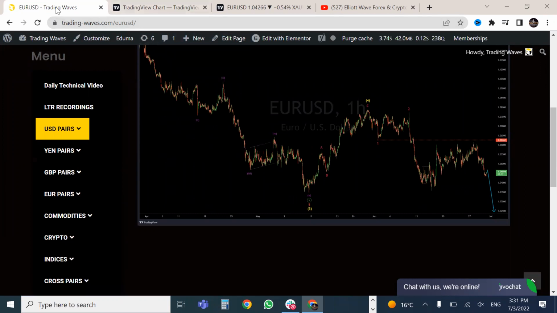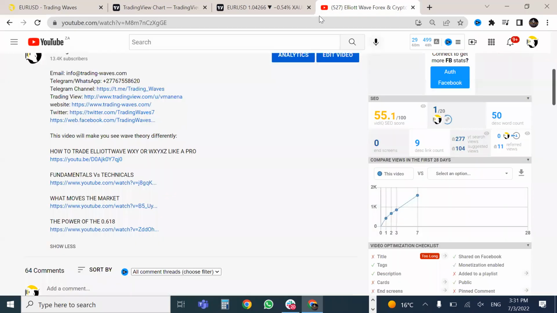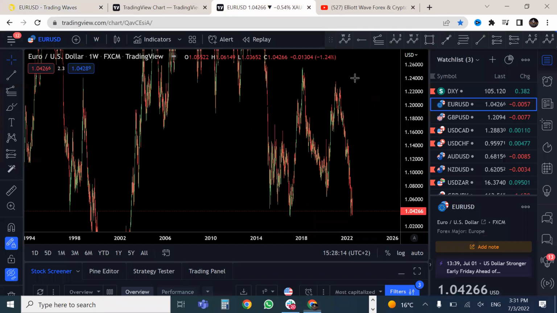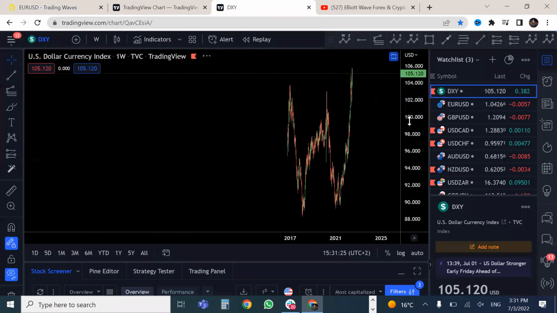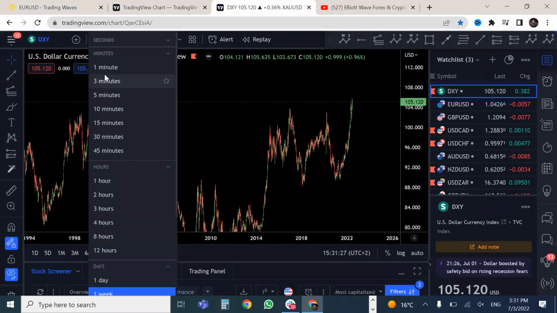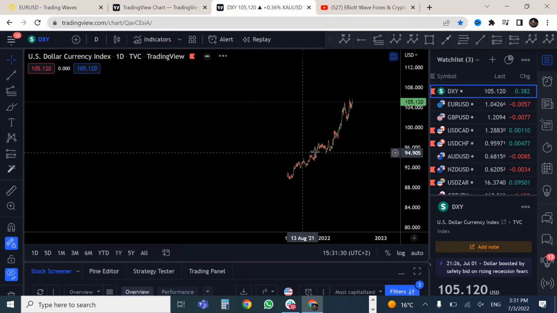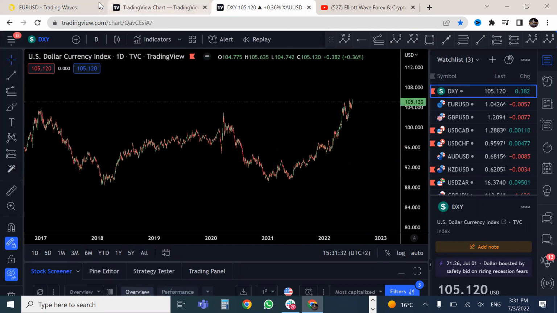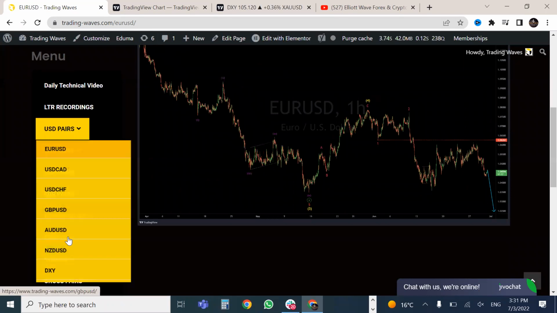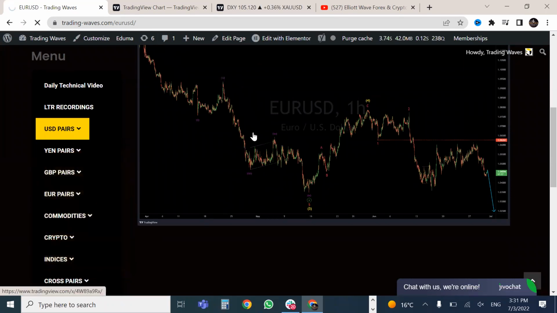Now, obviously, the DXY will be the inverse of what we are seeing on the euro. Let's go to the DXY. So the dollar index, I'm going to go to the daily chart as well. Let's share this one from the website as well. If you look at the DXY, it's also making a 5-wave move to the upside, just like the euro. Let's have a look at it.